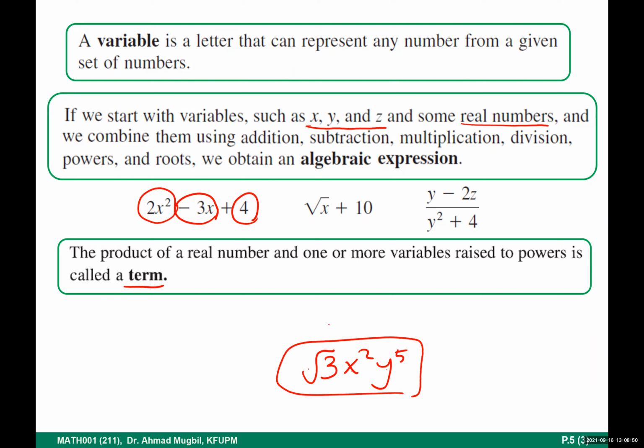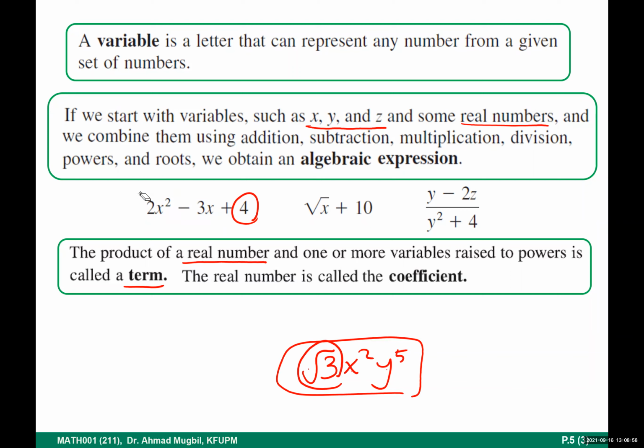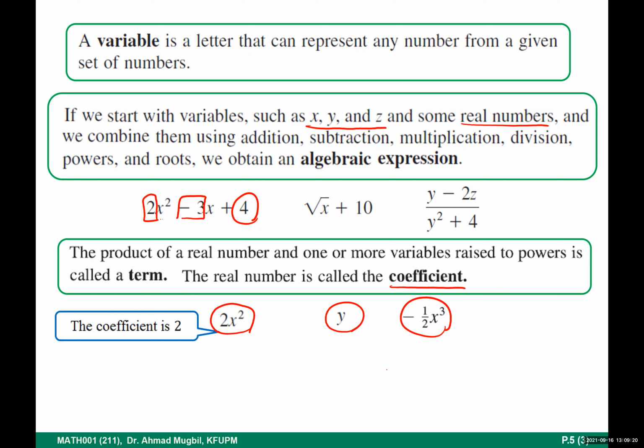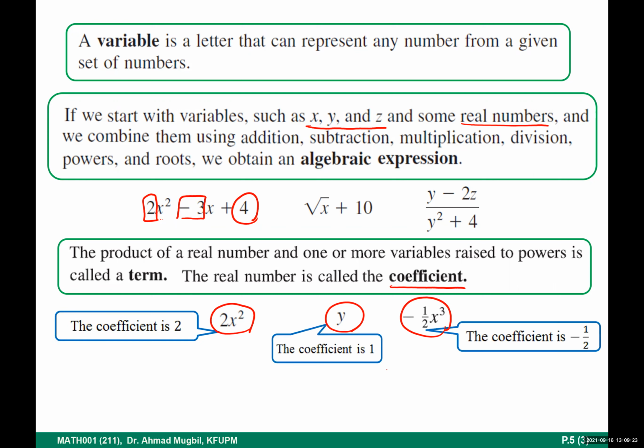Now, the real number that we are talking about here, like this one, or this one, or this one, here -3, and here 2, we call it the coefficient. What is the coefficient? It is the real number that is multiplied by the variable. For instance, here, this is a term, this is a term, this is a term. Now, what is the coefficient of the first term? 2. Of the second? 1. Of the third? Negative. Don't forget the negative. Like here, the coefficient of x is -3.